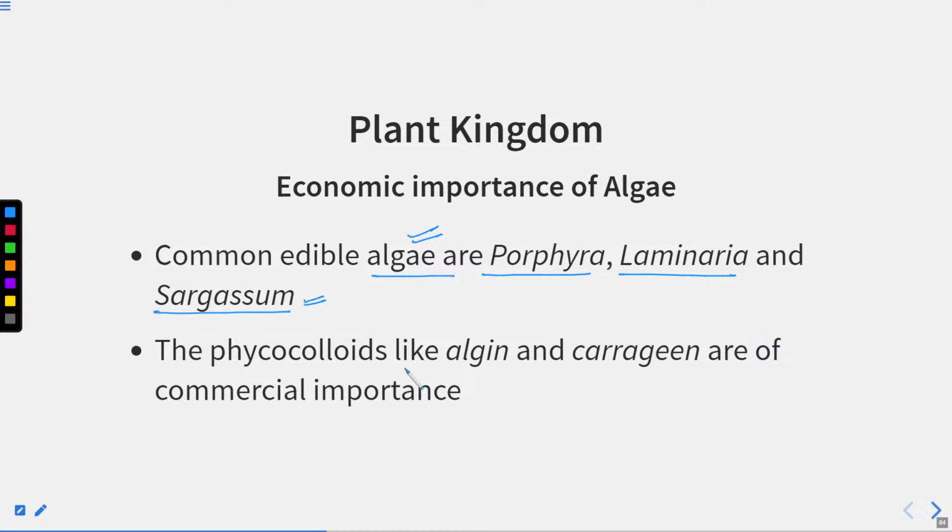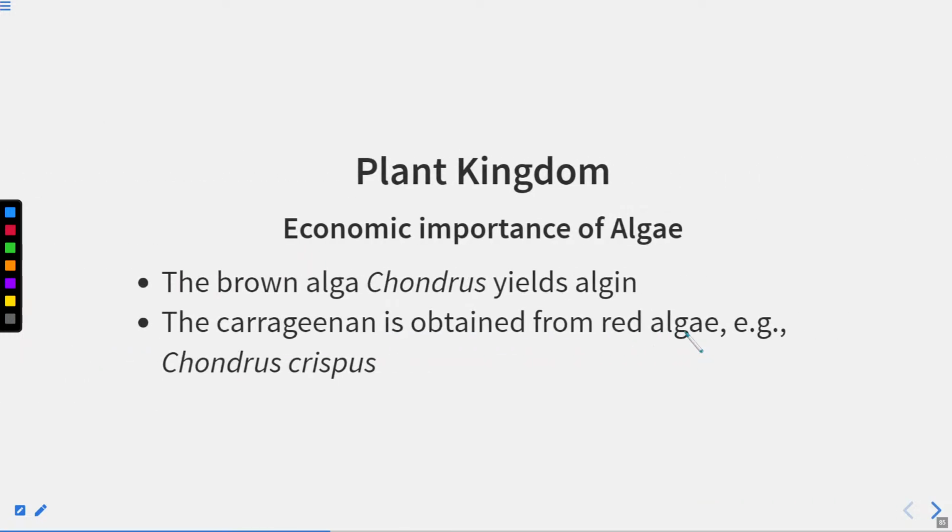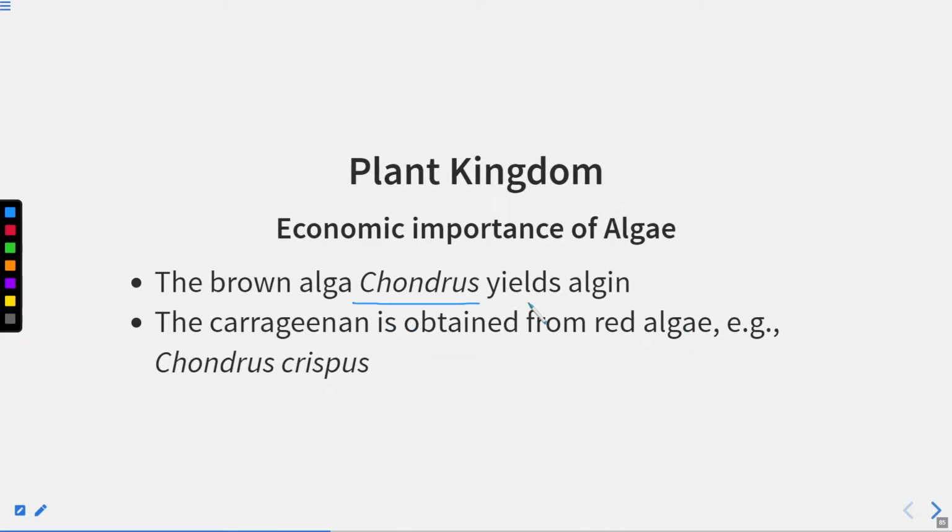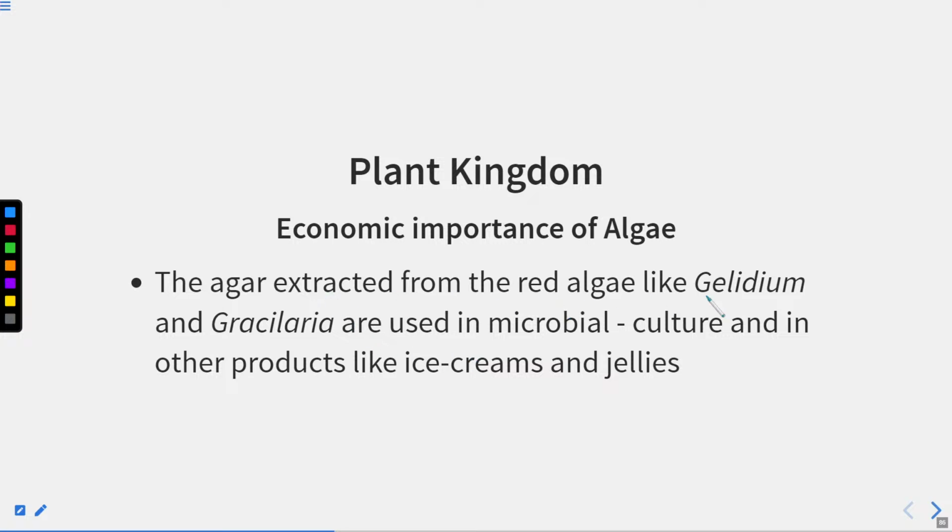Phycocolloids, that is algin and carrageenan, are of commercial importance. They are extracted from the red and brown algae, because algin is found in the brown algae and carrageenan is found in the red algae. The brown algae yield algin, and carrageenan is obtained from the red algae, that is Chondrus crispus. Agar extracted from the red algae, that is Gelidium and Gracilaria, is used in microbial culture, and is also used in the preparation of ice creams and jellies, right?